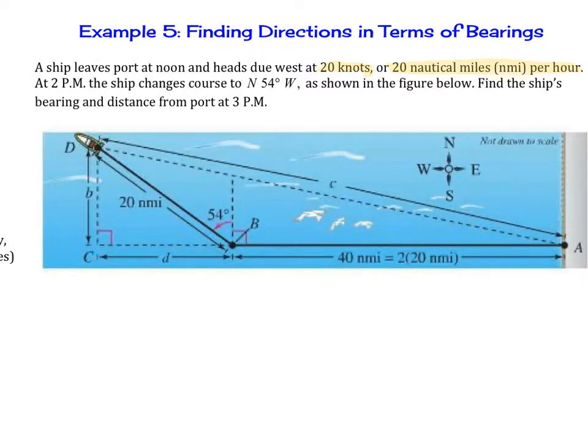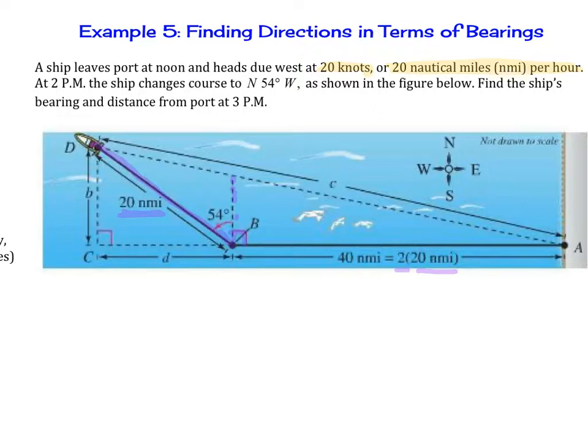with this, and so you have to remember that 20 knots is 20 nautical miles per hour. So it starts at noon. And then notice that it changes direction at 2 p.m. So it goes 2 hours at 20 knots, therefore this side length here is 40 nautical miles. Then at 2 p.m. it changes course. So it goes north 54 degrees west here. So it makes that angle. And notice here's the 90 degrees. And then we can make a right triangle there. And then we want to find the bearing and distance from port at 3 p.m. So it does travel 1 hour at 20 nautical miles per hour. So we know that is 20 miles there.